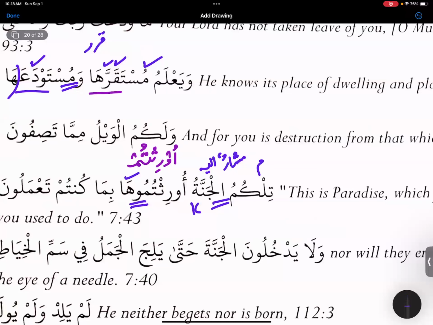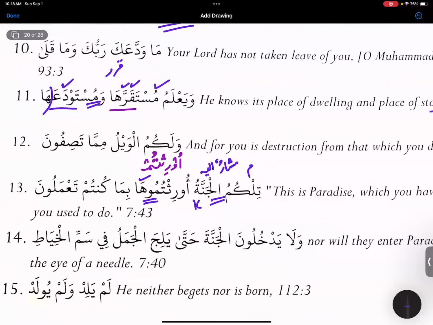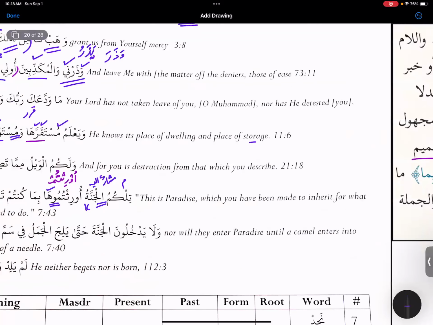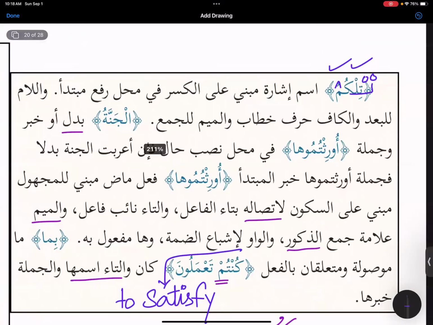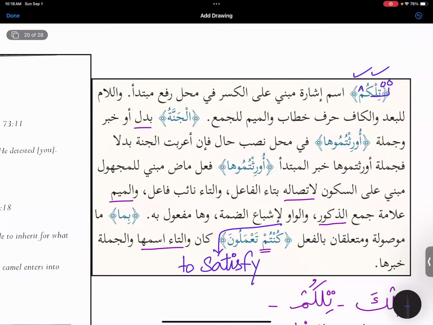This is what they are saying: agar hum ise ismul ishara fragment lenge to fir ye ishara hoga, fir ye musharu nahi rahe, iska naam dusra badal hoga. So they are saying two ways we can take it, whatever makes sense to you. And then uristumuha fi mahalli nasab hal, so this is the hal over here.